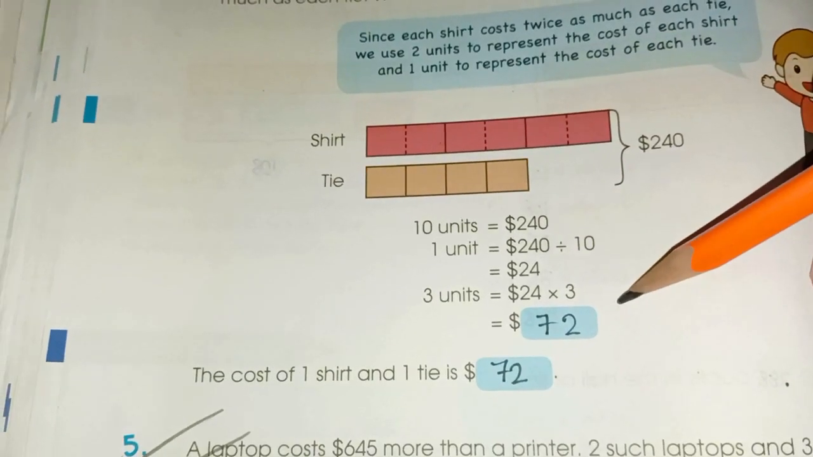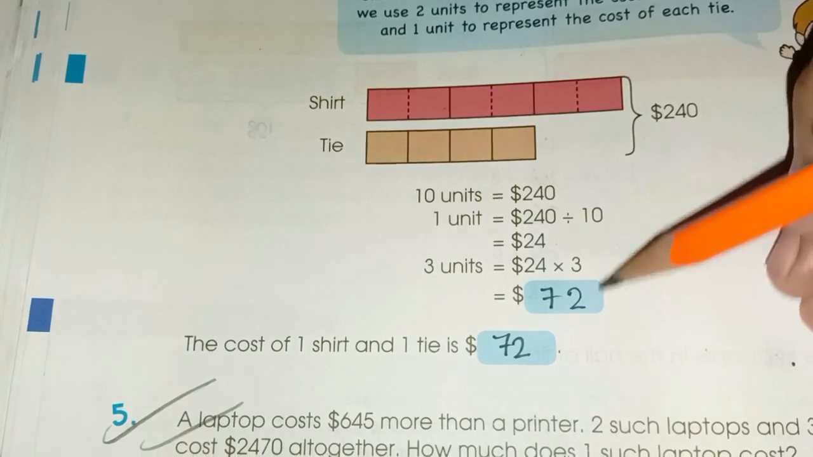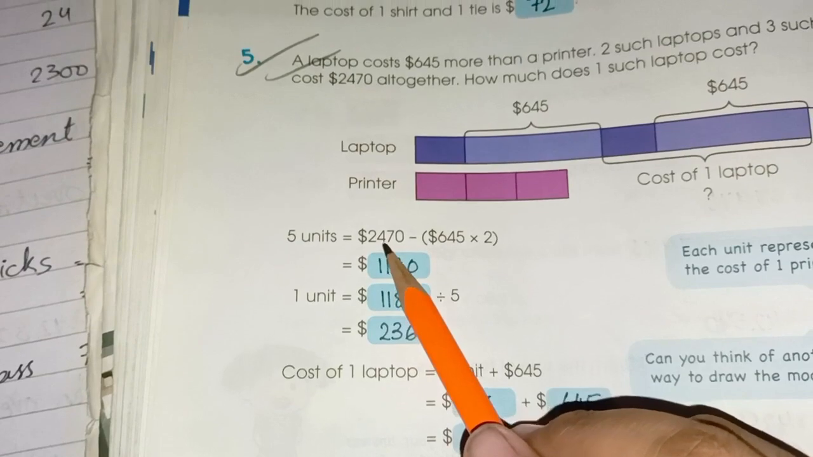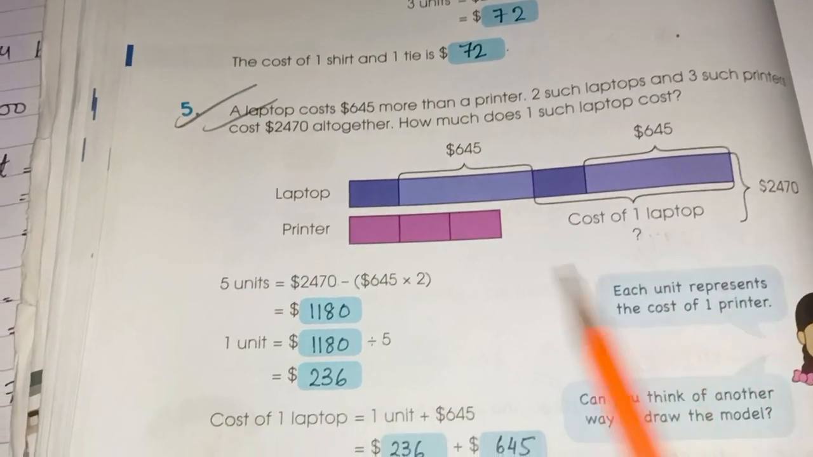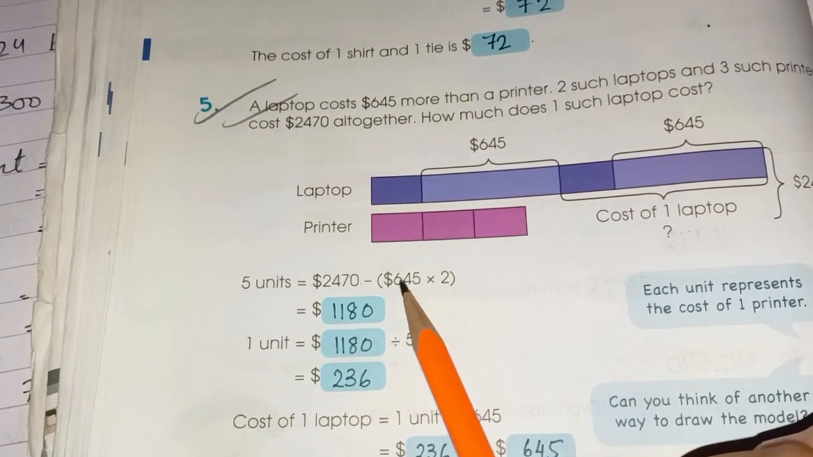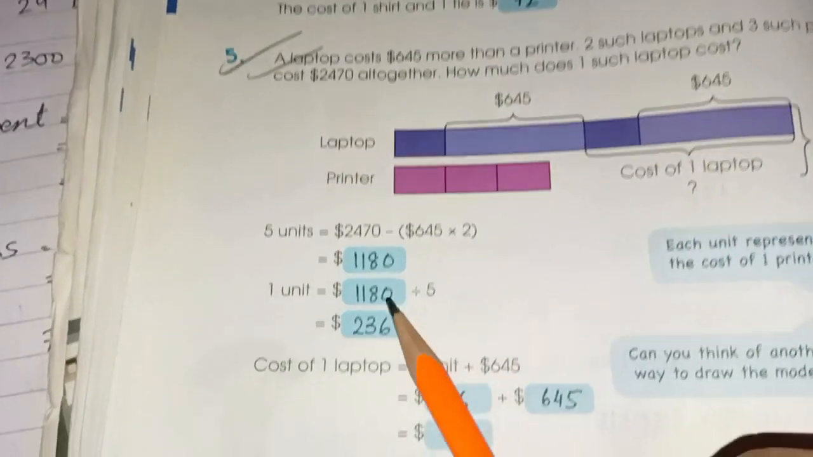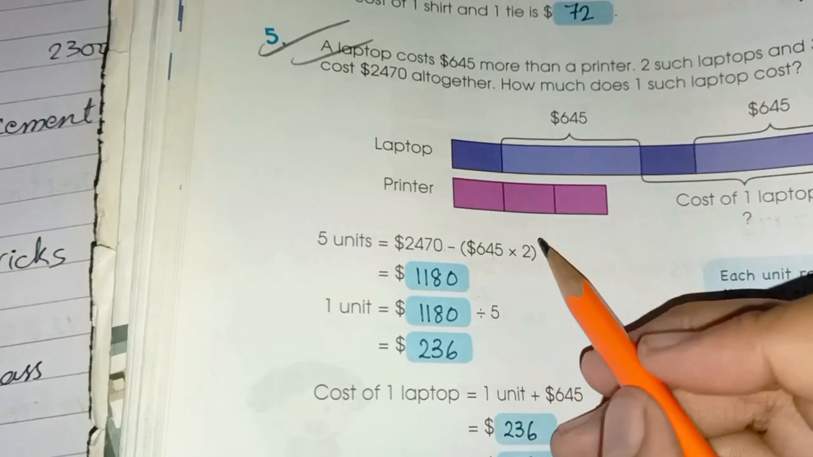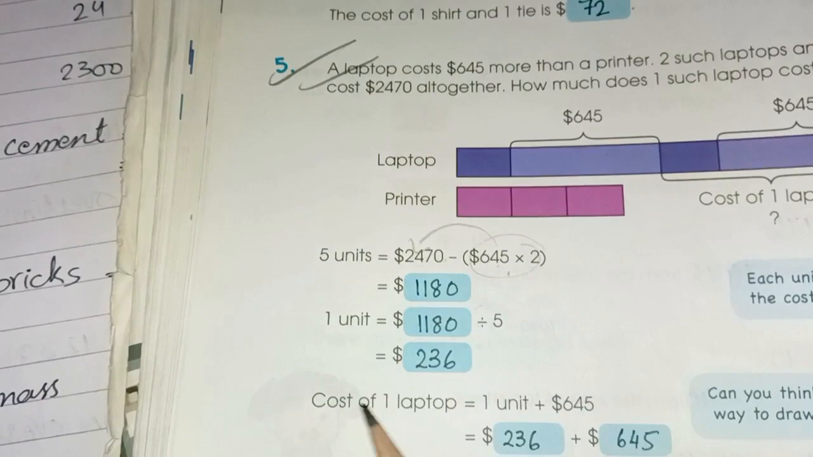Now here the whole question was solved. We just have to write the answer in the missing boxes. So here we have 24 multiplied by 3 is 72. Here we have 2,470, the total amount, minus 645 multiplied by 2 because we have 2 values. So the answer is 1,180. First we have to multiply this and after getting the answer we subtract it from the number.